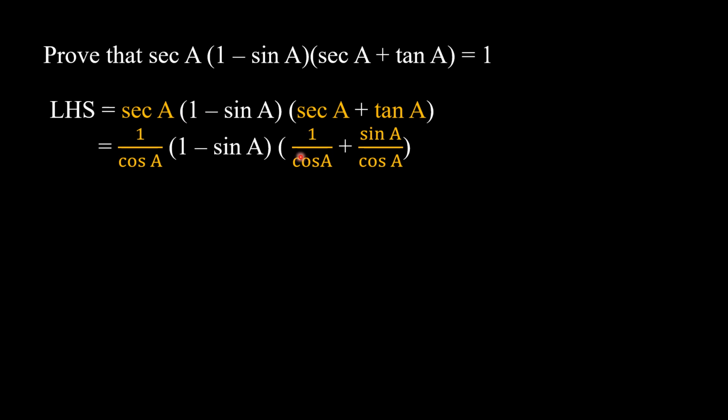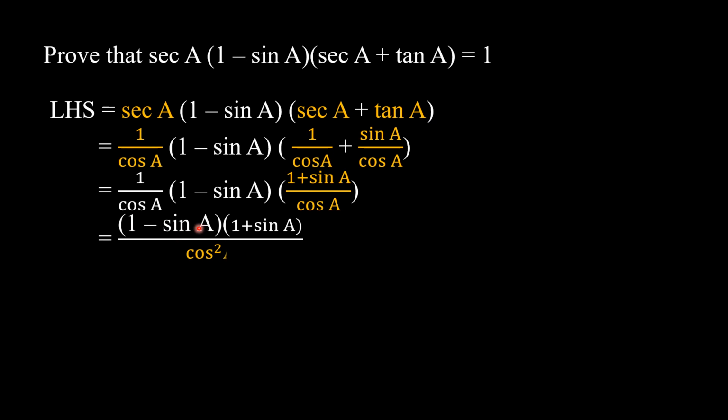We will add these two terms of this bracket and write here the denominator is same, therefore we can add the numerator directly. So we write 1 plus sin A divided by cos A. Now we will write the product of this bracket and this one in the numerator, and in the denominator we'll write cos A multiplied by cos A. So we write 1 minus sin A into 1 plus sin A divided by cos A multiplied by cos A, which is cos squared A.